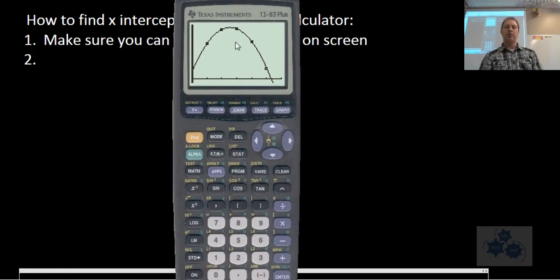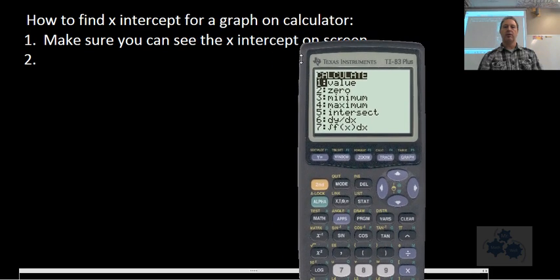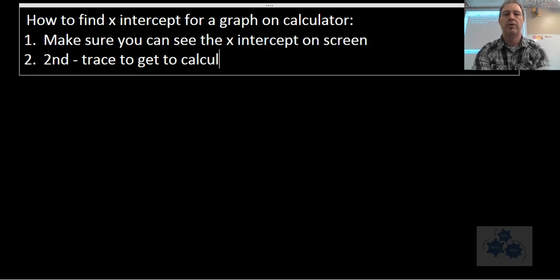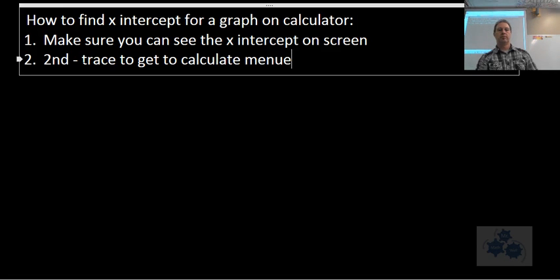The second step would be to go to second function trace to get to your calculate menu. Okay? So second function, actually we'll just do second trace to get to the calculate menu. Whoa, with an E. That's weird.